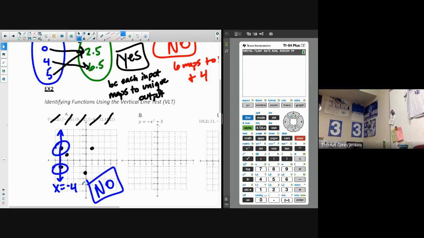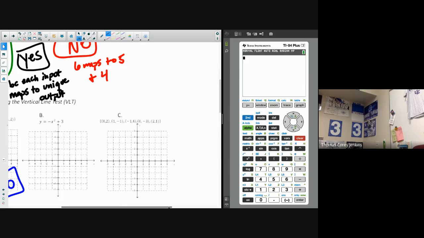Now, if you got what I was saying before, really you could tell that just by looking at the points, by looking at the relation, because you see a -4 input value there and a -4 input value there. But here's how we can tell kind of graphically for you more visual people.